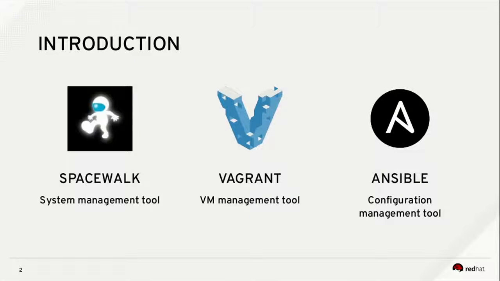This talk will be about these three projects. The first one is Spacewalk. It's upstream project of one of our products, and it's also upstream of SUSE Manager, and our downstream is called Red Hat Satellite. It's a system management tool that manages a large amount of servers. It handles packages, and you can schedule updates, and some basic configuration management is implemented there.